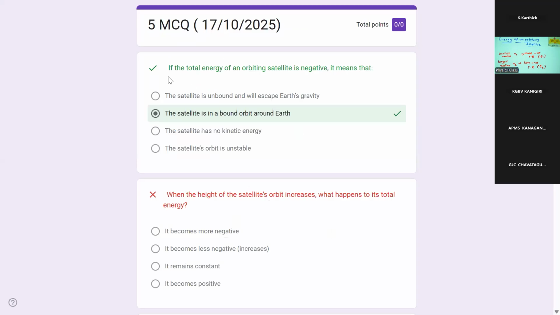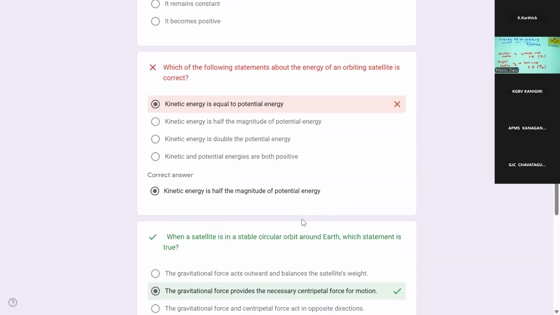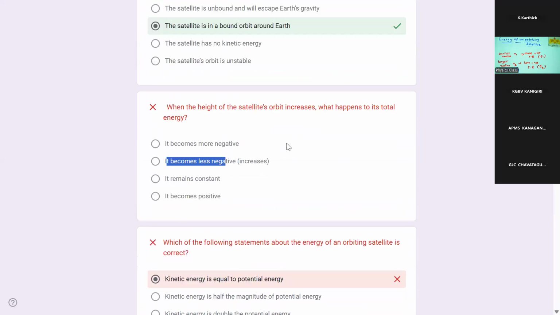Okay, first one. If the total energy of the orbiting satellite is negative, it means that the satellite is in a bound orbit around the Earth. Very good. Okay, when the height of the satellite orbit increases, what happens to total energy? Option 2 is correct. It becomes less negative, that is, the value is increasing.